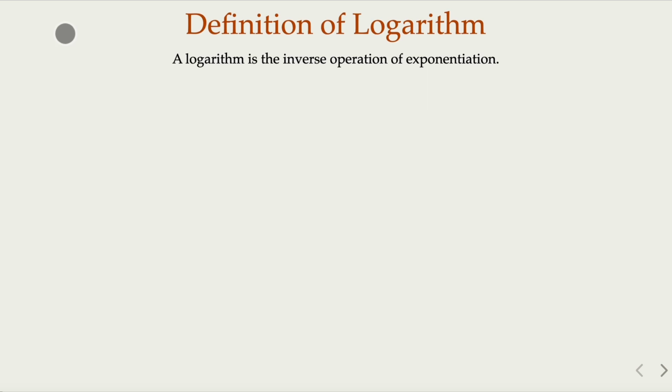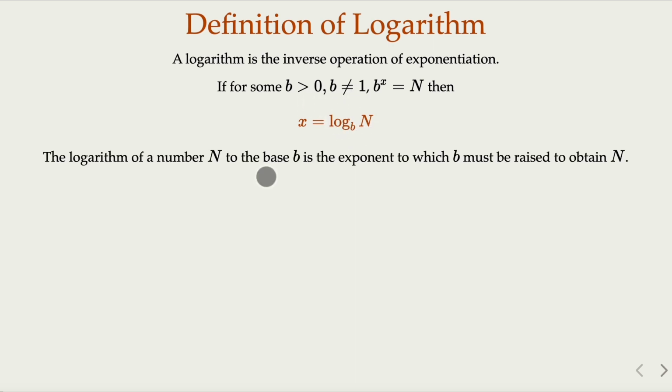Logarithm is the inverse operation of exponentiation. That is, if you have b raised to the x power equal to n, then x would be the logarithm base b of n. Notice that the base is always a positive number. Now the logarithm of n to the base b is the exponent to which b must be raised to obtain n. In mathematical language, it would be this identity here. It's very useful. That's by the definition of the logarithm.